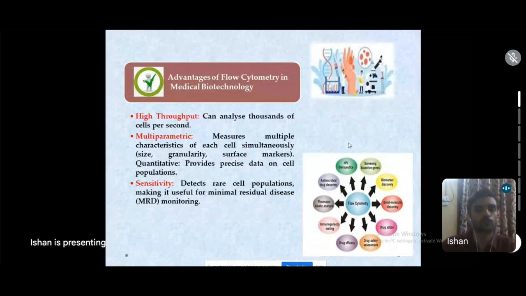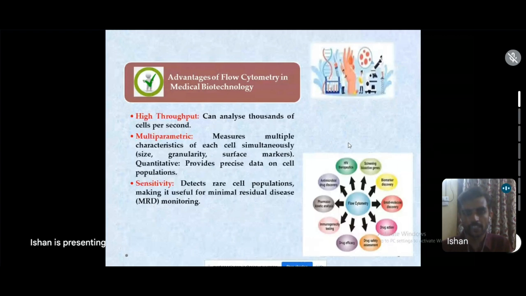So this detects the cellular population very sensitively, making it useful for minimal residual disease monitoring. So it can detect even the minimum number of cells if present. It can sensitively detect. So that allows us to judge the prognosis of the disease, whether that disease will relapse, that will come again, or what is the lifespan or the quality of life of the patient, whether this patient will survive for 5 years, 10 years. That analysis is done on the basis of the sensitivity of this test.